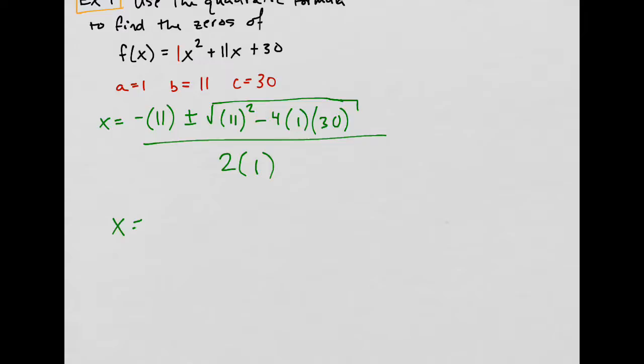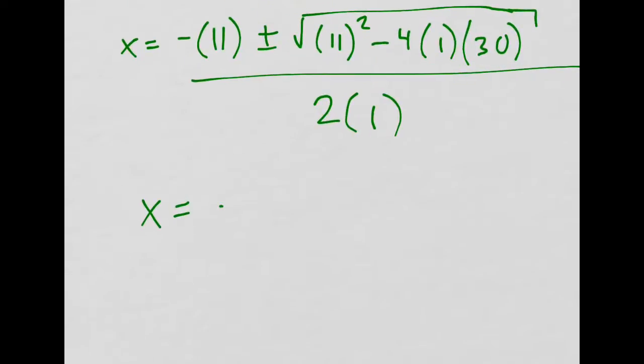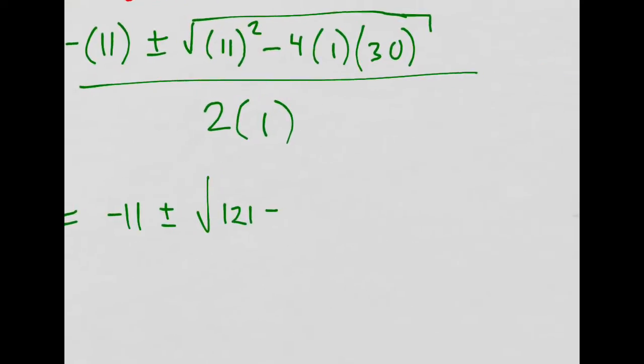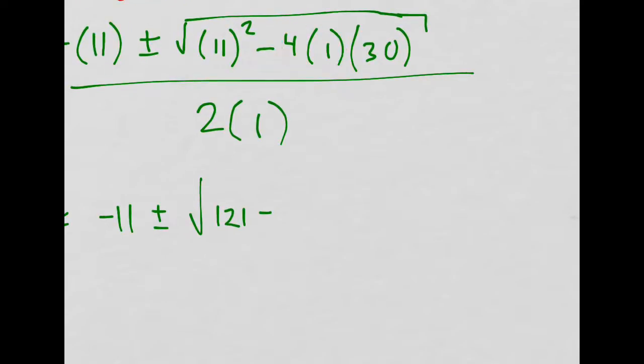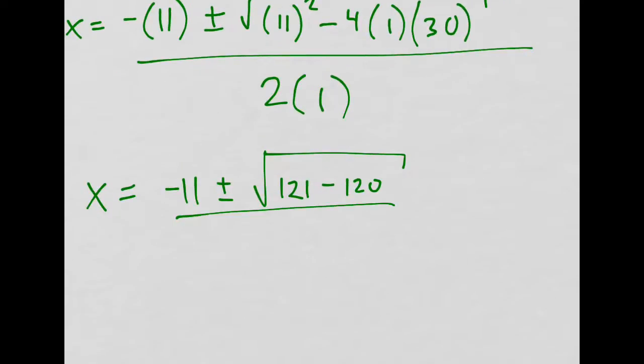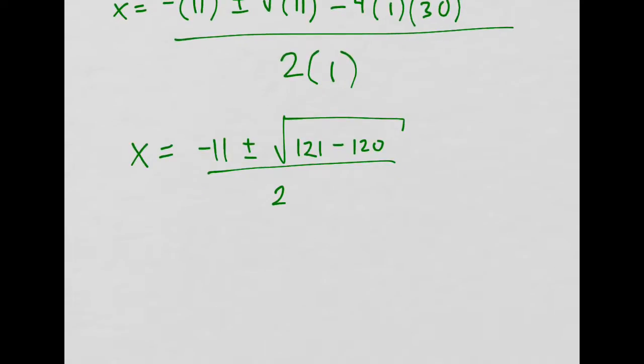So we have x equals negative 11 plus or minus the square root. 11 times 11, you can do it in a calculator, or you can do it in your head. That's 121. Minus, because of that minus sign, we have 4 times 1, that's just 4, times 30, that's 120. All divided by 2. That seems pretty reasonable right now.